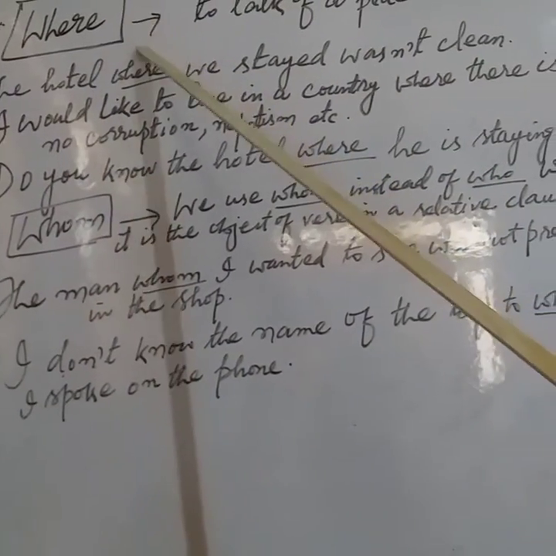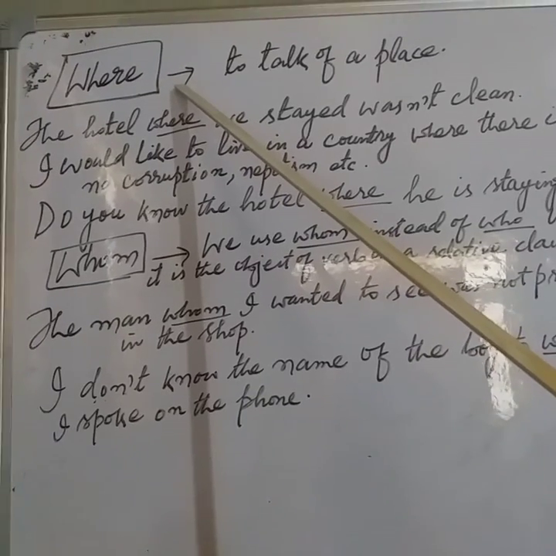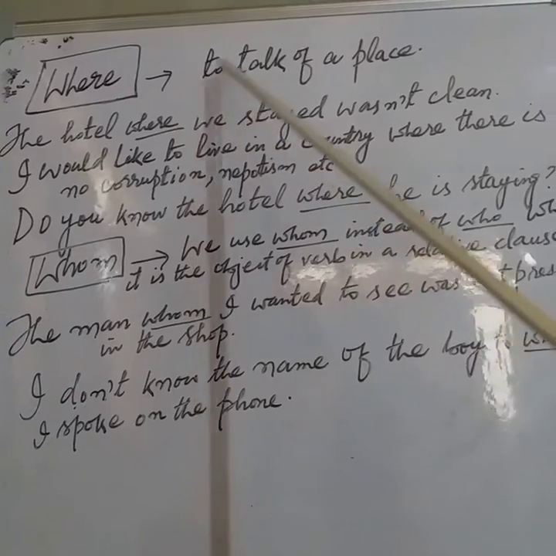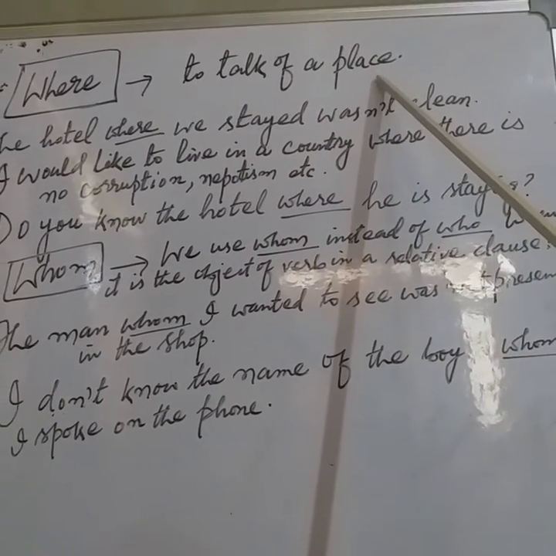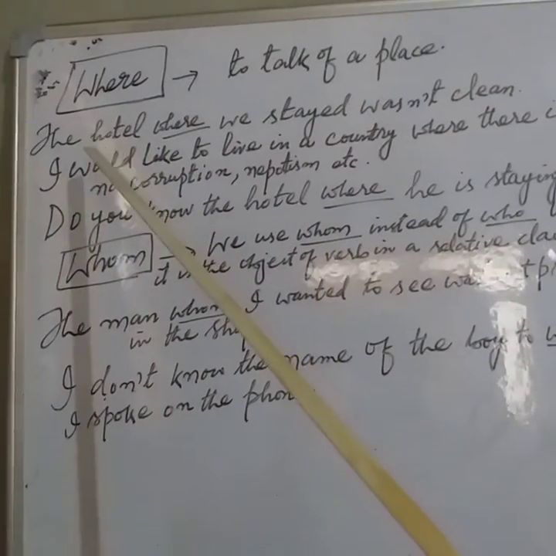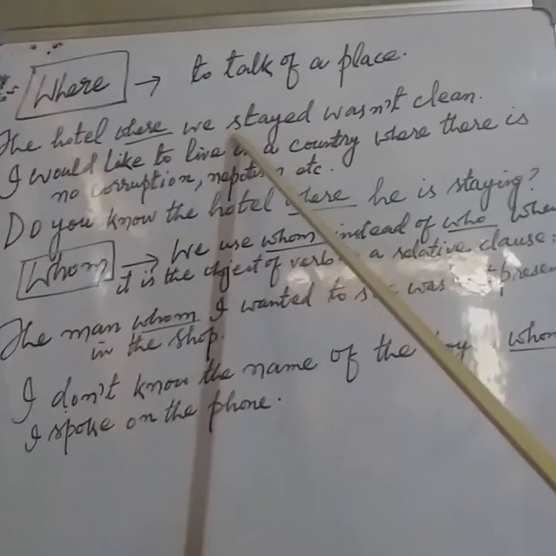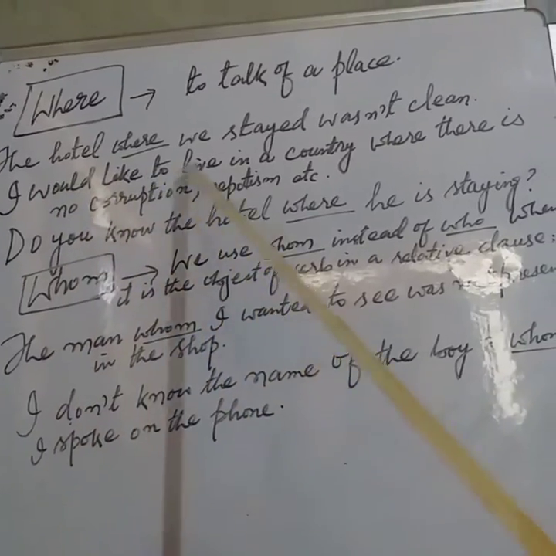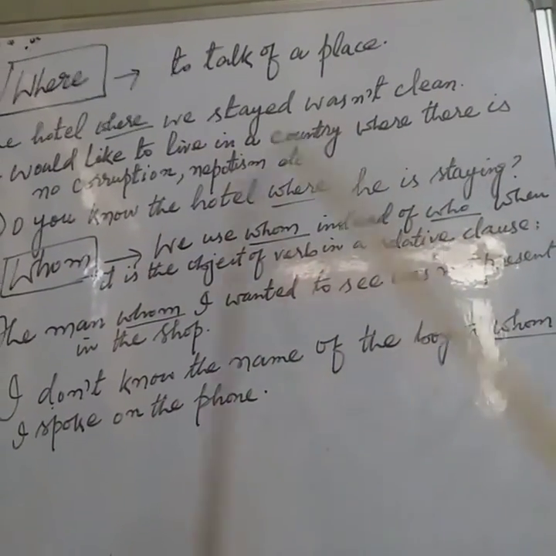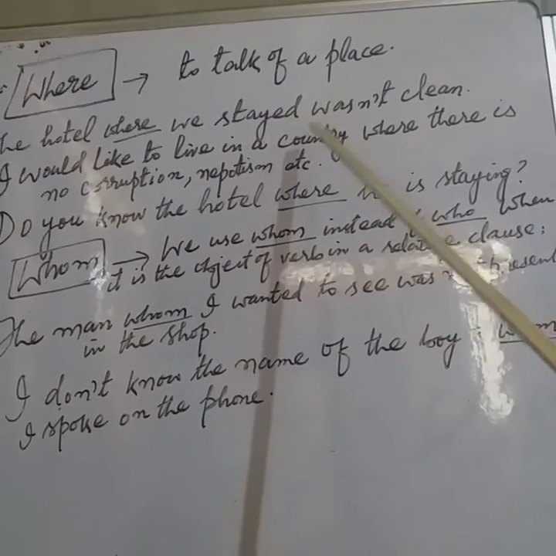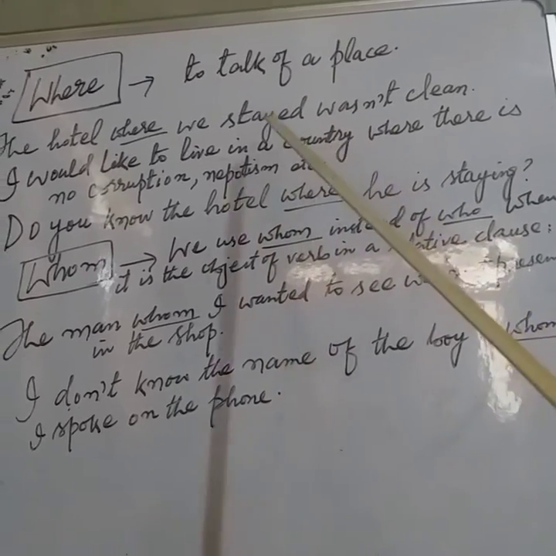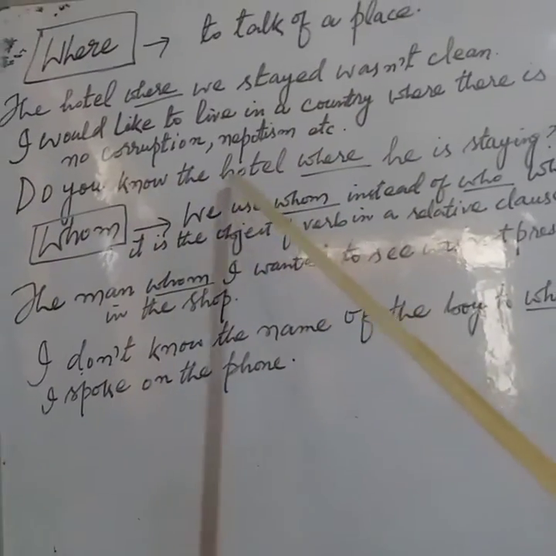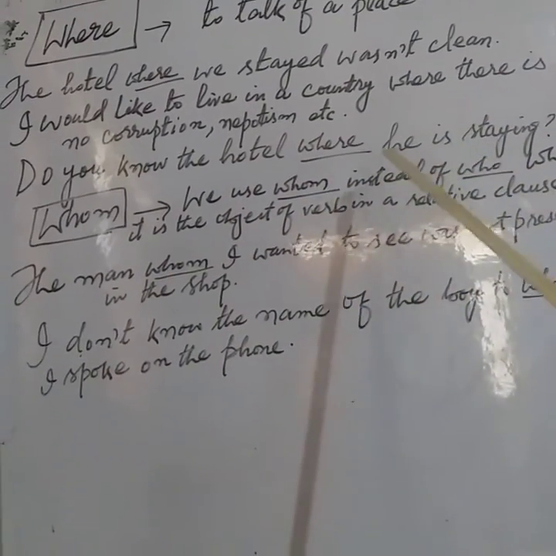Where is also used as a relative pronoun. We use where in a relative clause to talk of a place. For example, here are the examples. The hotel where we stayed was not clean. Similarly, I would like to live in a country where there is no corruption, nepotism, favoritism, etc. So where is used in a relative clause to talk of a place. Do you know the hotel where he is staying?